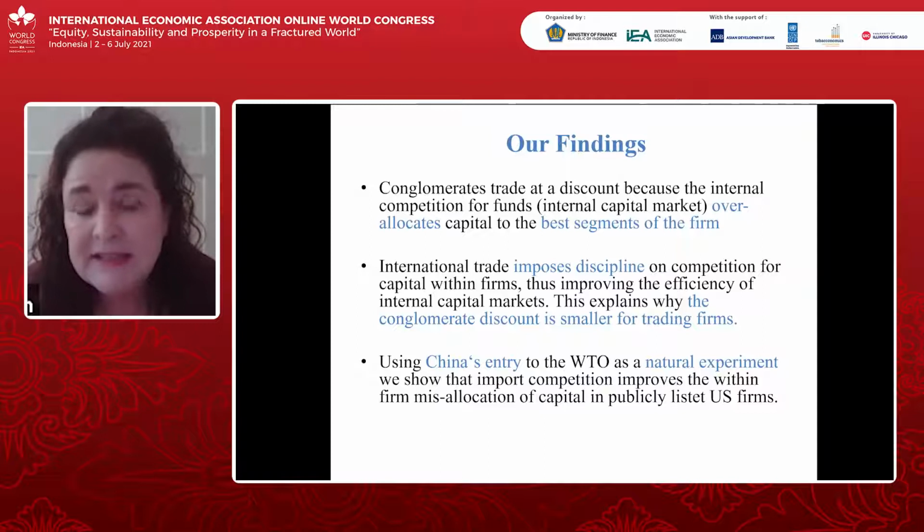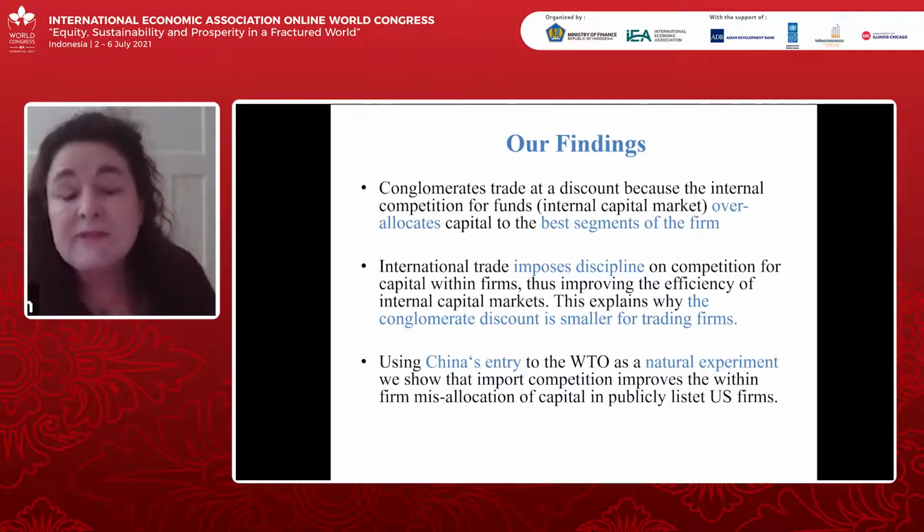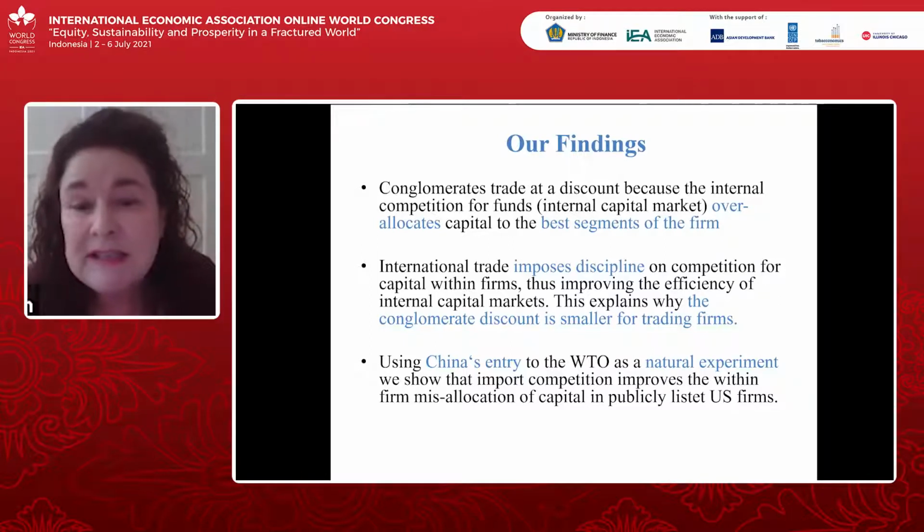The second result we get is that international trade imposes discipline on the competition for capital within firms, and by doing so, it improves the efficiency of the internal capital market. And this is the reason why the conglomerate discount is smaller for trading firms. And then we use China's entry into the WTO to show that import competition improves the within firm misallocation of capital in publicly listed US firms.